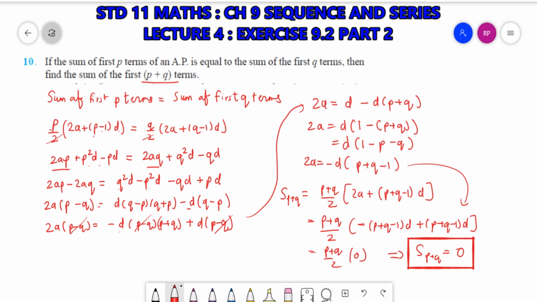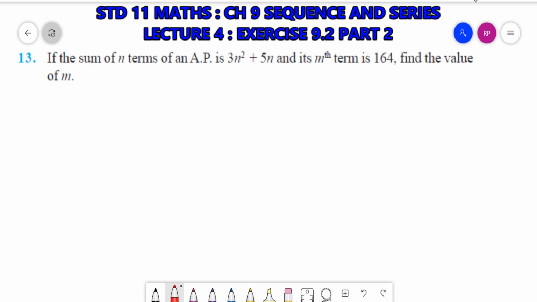Question number 13. The sum of n terms of an arithmetic progression is 3n square plus 5n and the mth term is 164. Find the value of m. Okay, now see here, the sum is given, means the formula for the series will become in this case 3n square plus 5n.